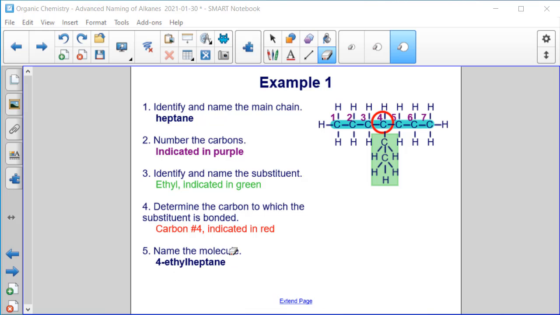All right, so that last step, just to review everything, is to name the molecule 4-ethyl heptane. This slide summarizes each part of example 1.